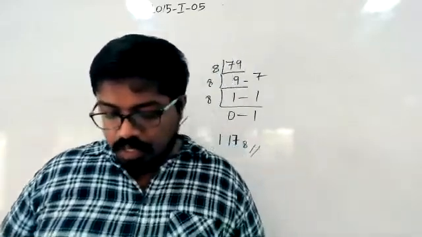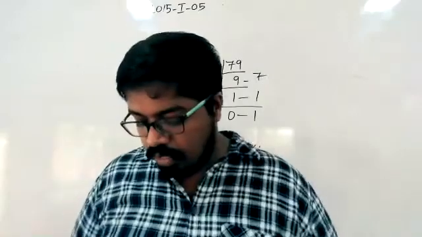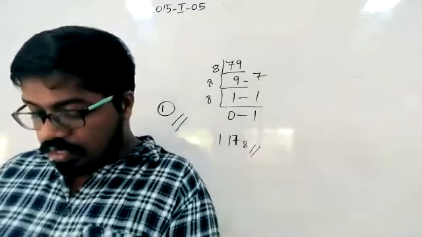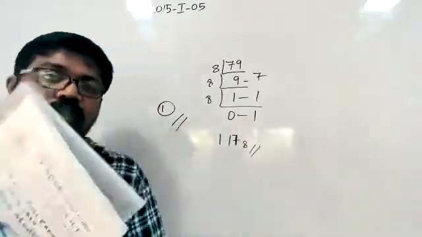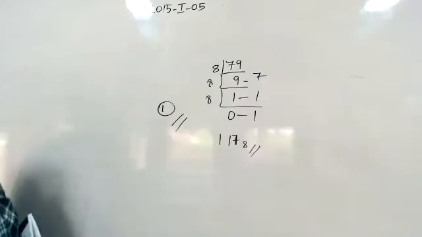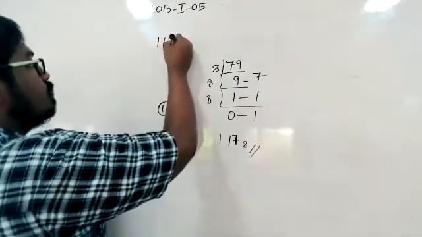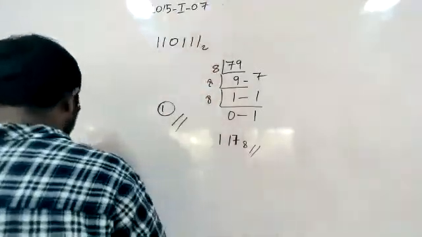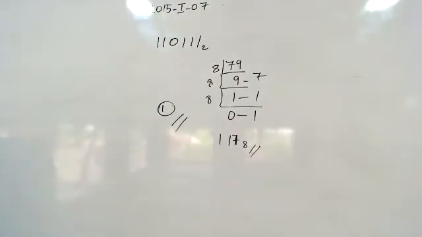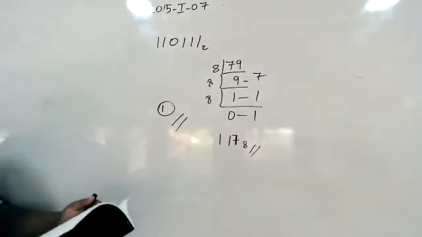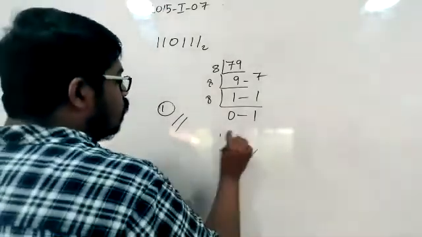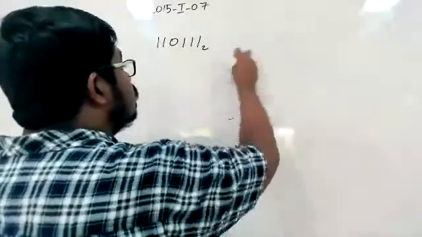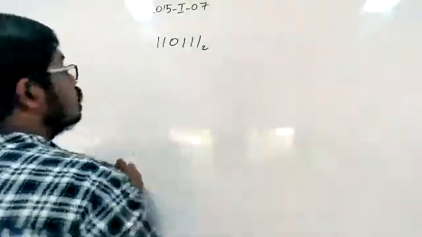Question number 7. Which of the following decimal numbers is equal to the binary number 110 base 2? Right? 110 base 2, question number 7. So they ask you the decimal equivalent. So what you have to do is you have to perform the decimal conversion. Right? So that is decimal conversion we have to perform.